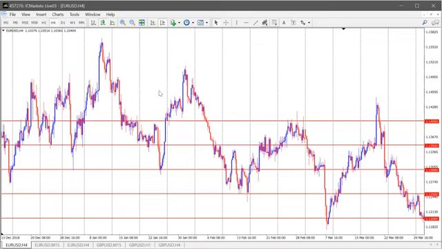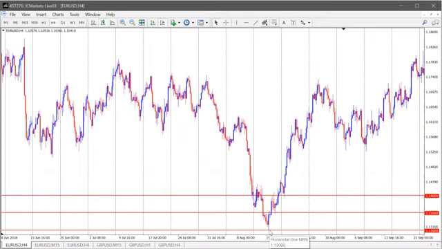Can you see how nicely this candle just kisses 1.13 before it started moving up? If you're able to catch these nifty entries, trust me, you're going to make a whole lot of money in the Forex market. You can see these levels keep getting touched. So that's that on support and resistance.